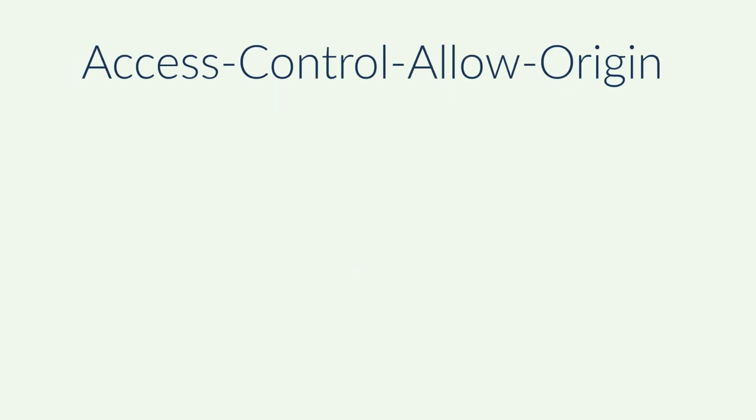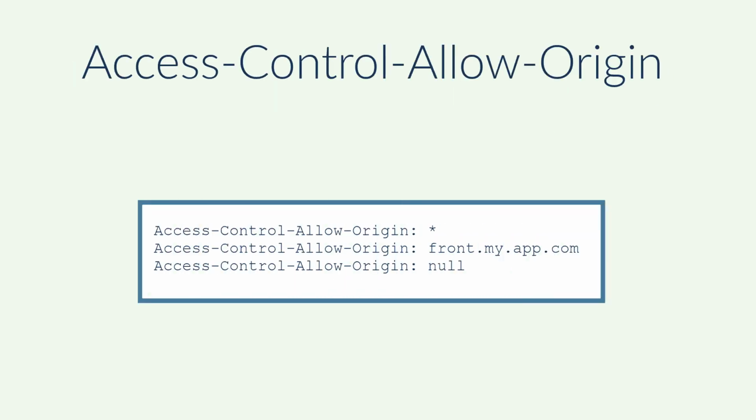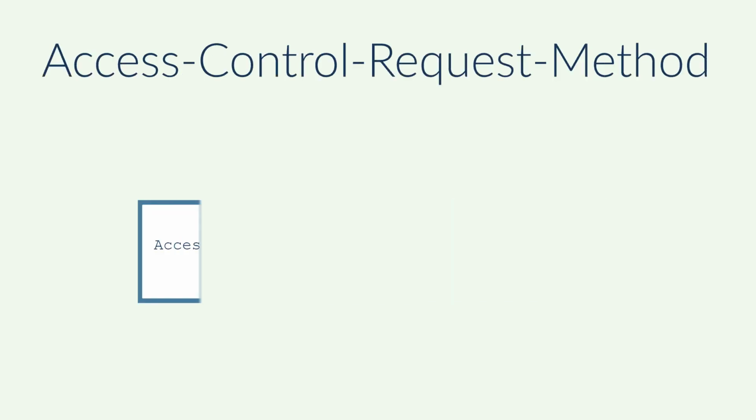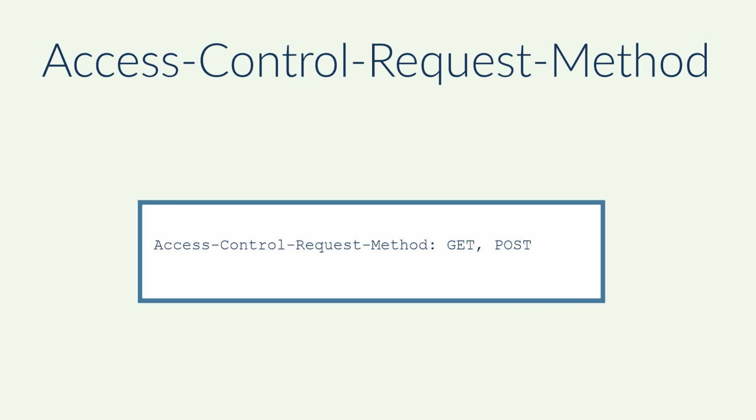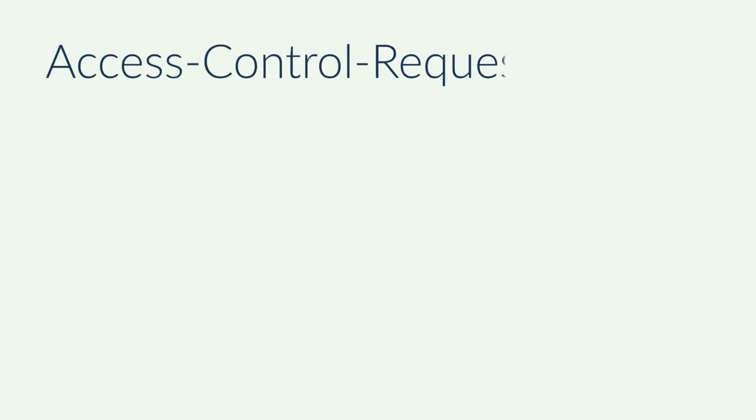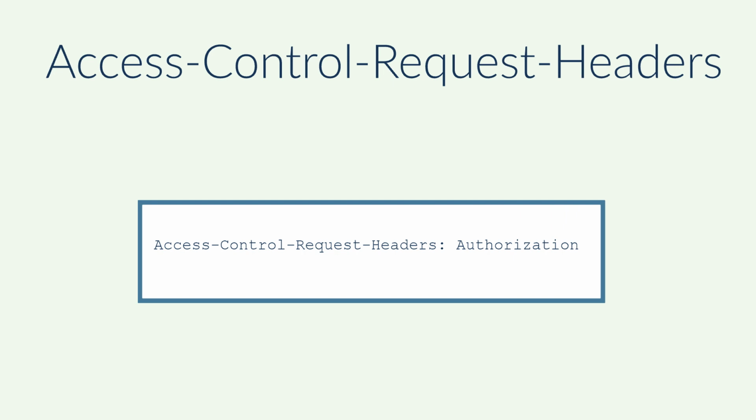The first header tells the browser which frontend can request the backend. But this one alone is not enough. The second header tells the browser which HTTP method is accepted by the backend. And the last header tells which headers are accepted by my backend.